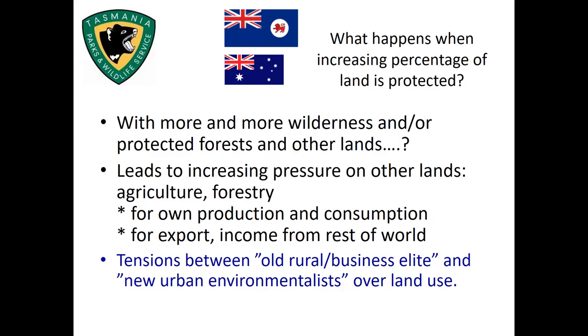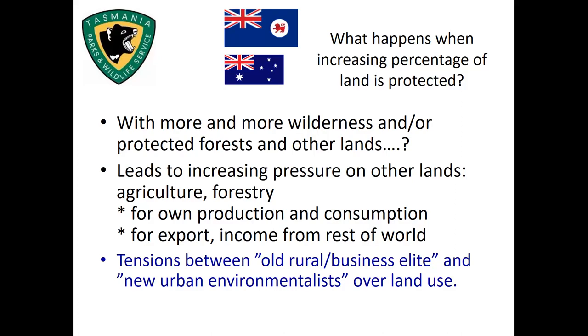Now, as I said before, a very large percentage of the land of the state of Tasmania has some kind of environmental protection, about 35%. National parks, forest preserves, other kinds of conservation areas. This is one of the highest percentages in the world. Suppose you wanted to protect even more areas. What happens if we would increase from 35% to, say, 40%, or 40% onwards to 45 or 50%? If we have more and more wilderness and more and more protected forests and other protected lands, this means that the remaining lands will have increasing pressure.